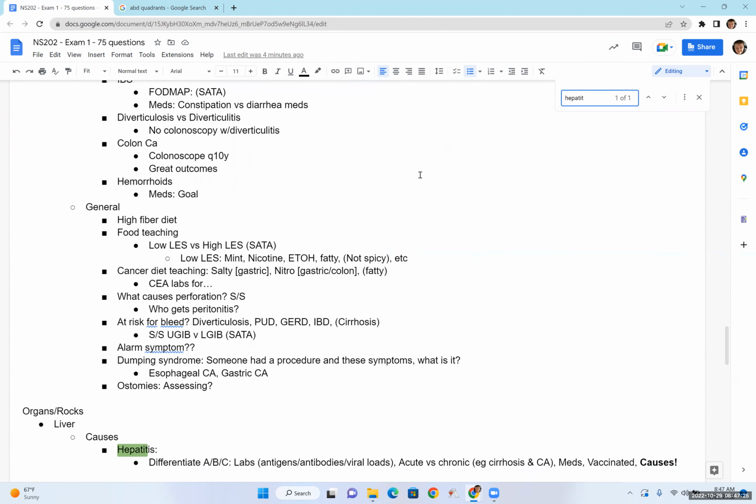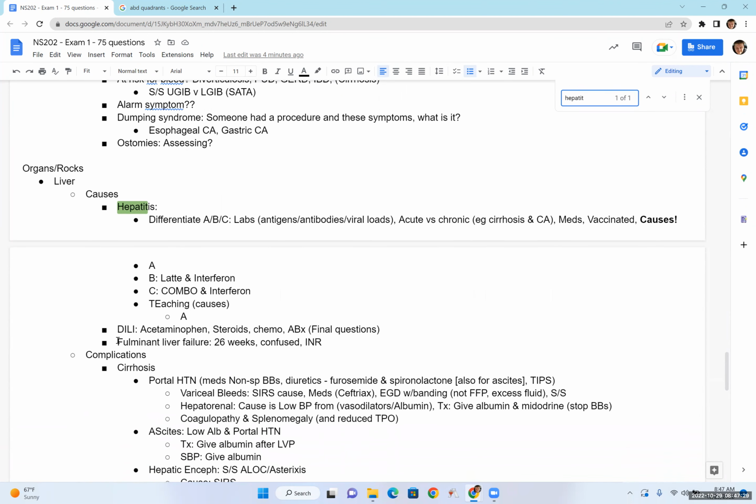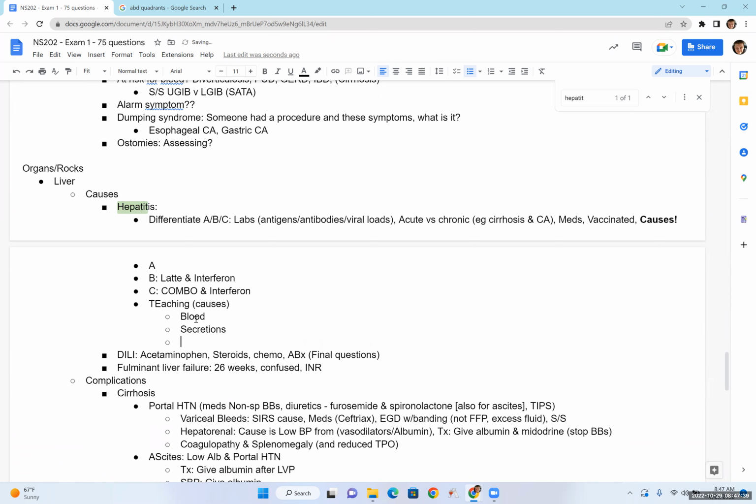So, differentiating ABC labs, right? And as far as I thought I had it here, like teaching on the causes, right? Blood versus secretions. They could be anal secretions, or they could be semen, they could be sputum. These are all things where A, B, and C can come through. And D just is attached to B.